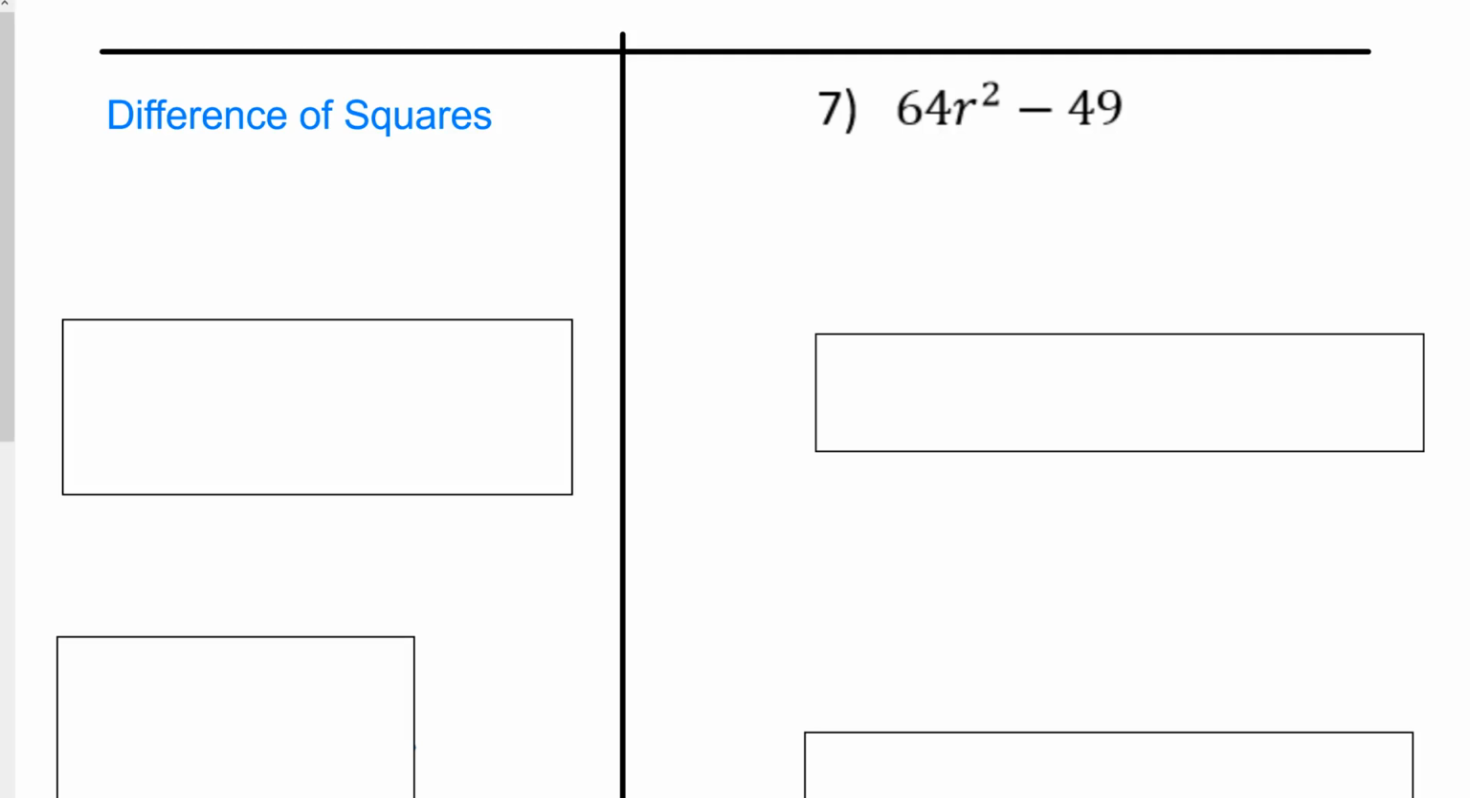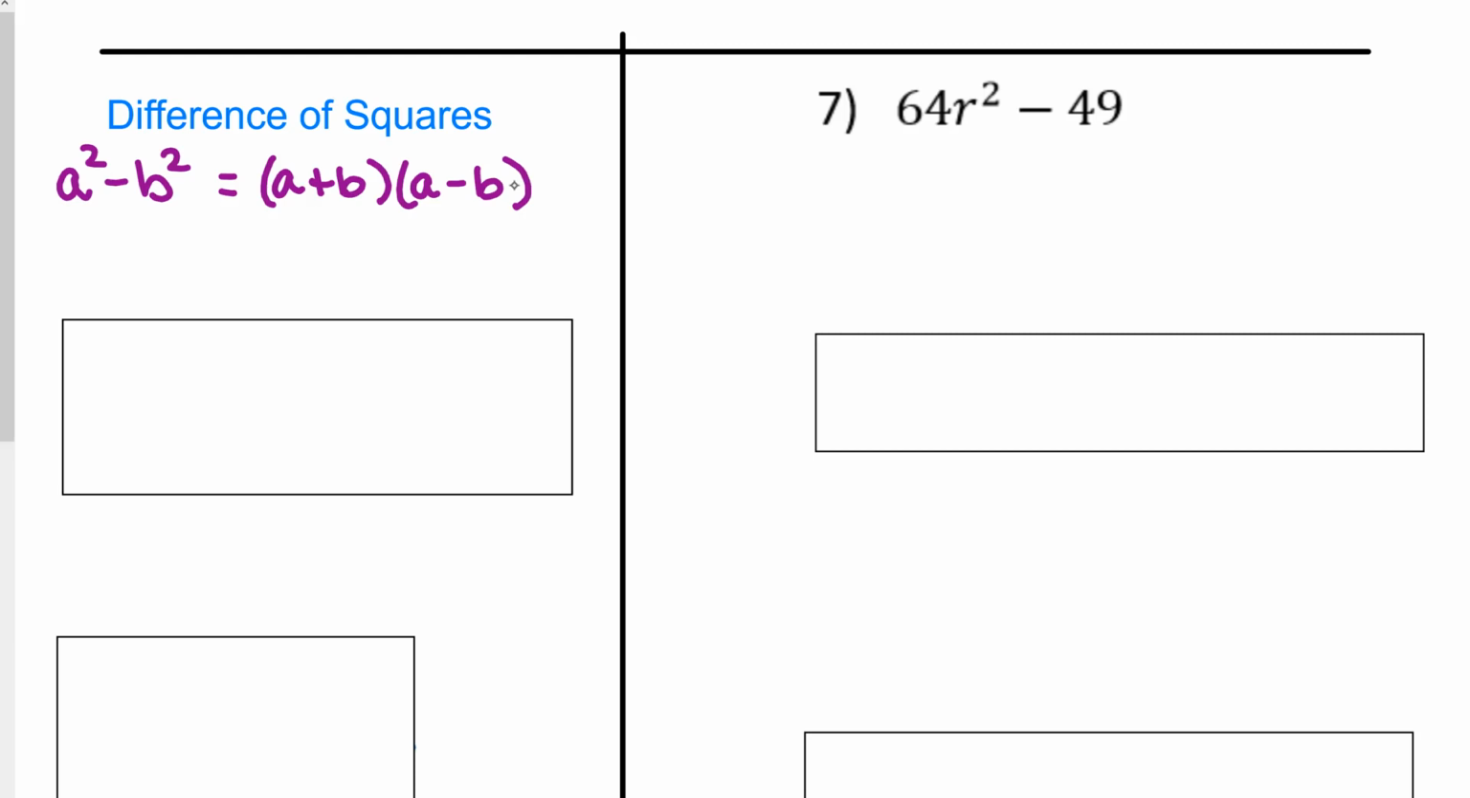All right, welcome back. This is part 2 of our lesson on factoring. And next we're going to look at a difference of squares. A difference of squares in general can be written as a squared minus b squared. And a difference of squares always factors into what we call conjugates. So one factor will be a plus b, and the other factor will be a minus b. And we'll see that when we do this example.